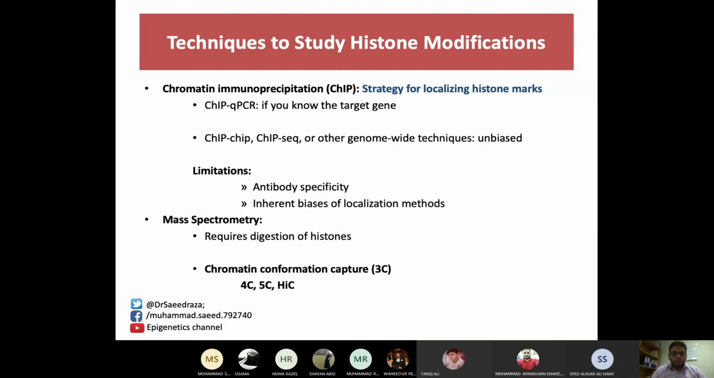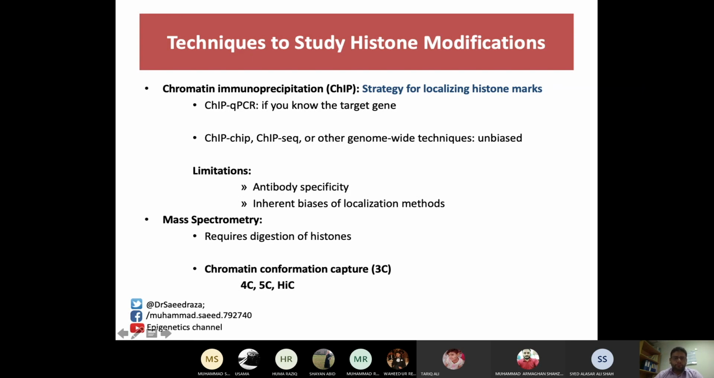Let's first discuss what techniques you could use to study histone modifications. This lecture is very important for you because it will give you an overall scenario of different chemical strategies which you could opt for in order to elucidate different chemical modifications on histones. Some of them are very famous ones.